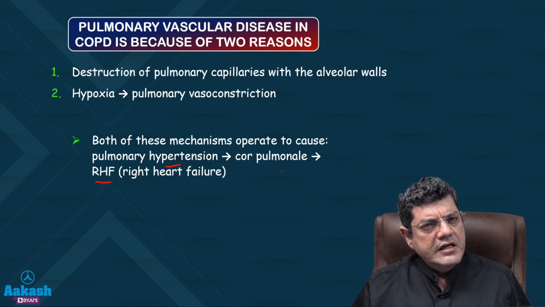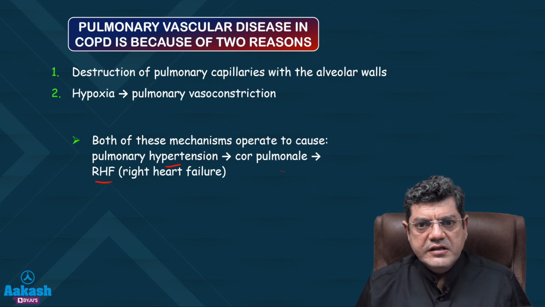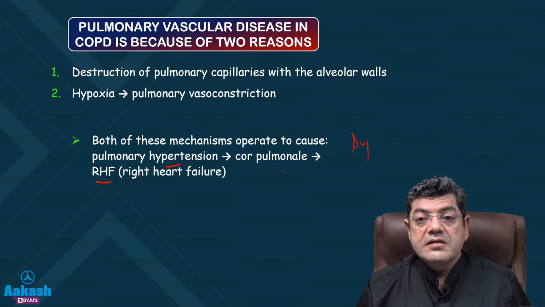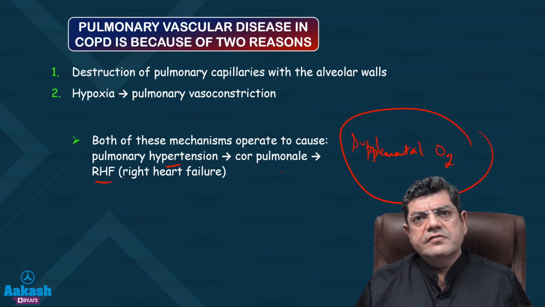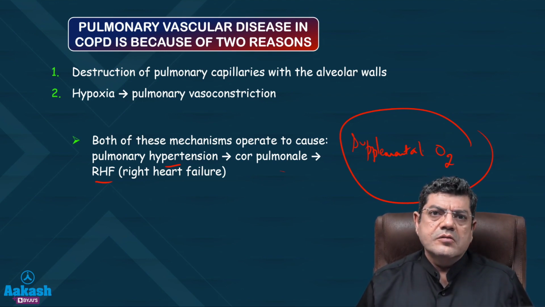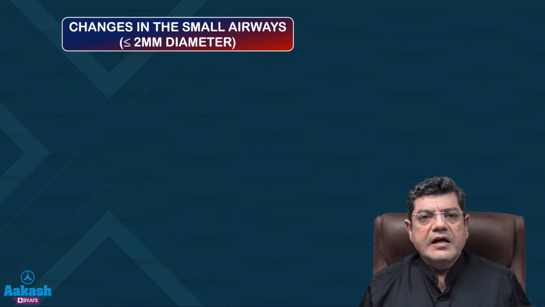How can we try and change this natural history? Is by giving them supplemental oxygen. The only pharmacologic maneuver that improves the survival of COPD patients is long-term oxygen therapy, right? So more on that in a little while, right?